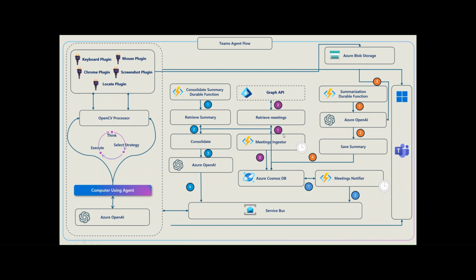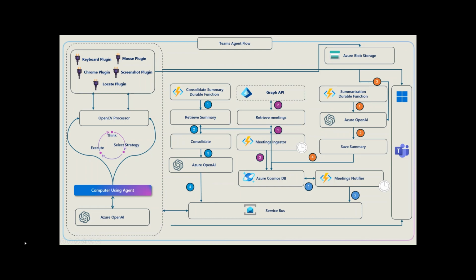Meeting details are pulled from your calendar using Microsoft Graph API and saved into Cosmos DB. Screenshots during meetings are summarized using Azure OpenAI and stored in blob storage and Cosmos DB. When you return, Cuata consolidates everything into one smart summary and sends it to you through Service Bus.